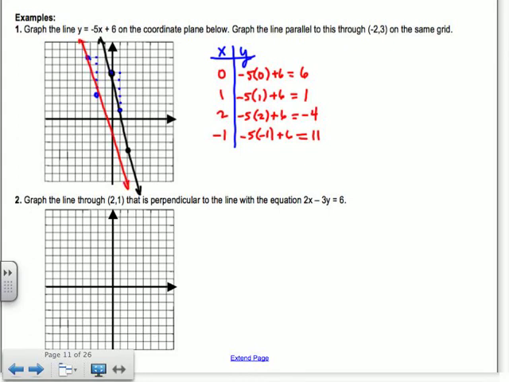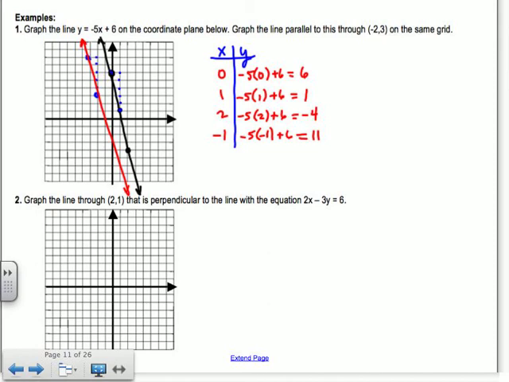Oops, mine missed the point. Hopefully yours doesn't. Mine doesn't look too parallel. I still didn't draw very well. All right, so you should get that. So we just made sure that we had the same slope, and then it should work out to be parallel. You might want a ruler for your homework, right?